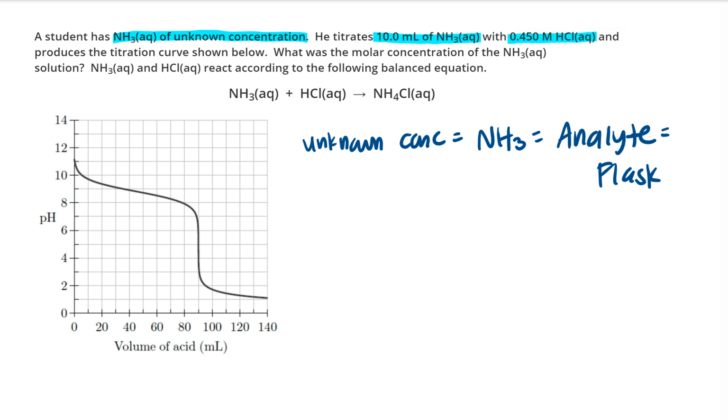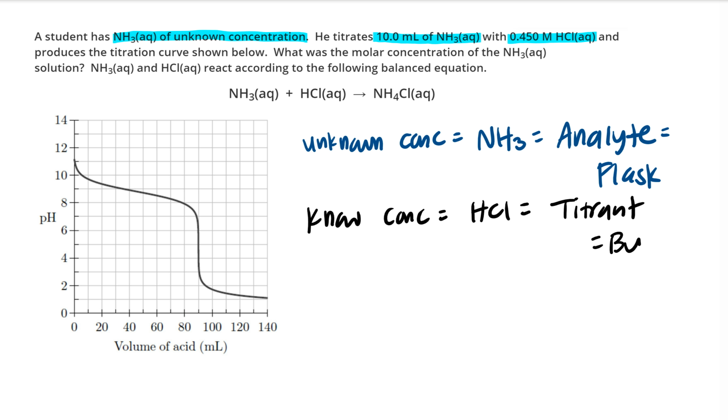And then we have the hydrochloric acid that we do know the concentration of, and this is called our titrant, and this is the solution that goes into the burette. What we're doing in titration is figuring out what volume of that titrant is needed to completely react with all the analyte in the flask.